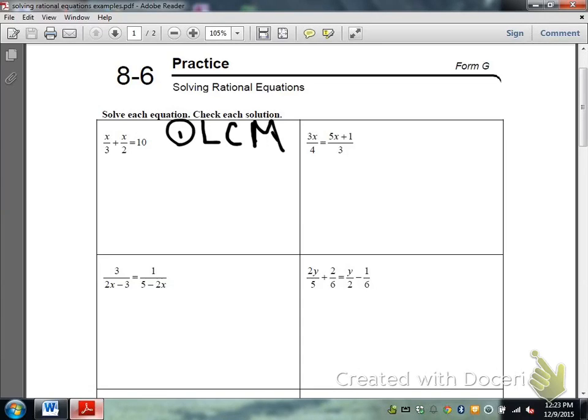So what you guys want to do, the first thing, is find your least common multiple. Now, the thing with your least common multiple is it has to be from both sides of the equation. So in example 1, what's our least common multiple? It is not 2. It's not 1, you're thinking of the greatest common factor. It is 6.